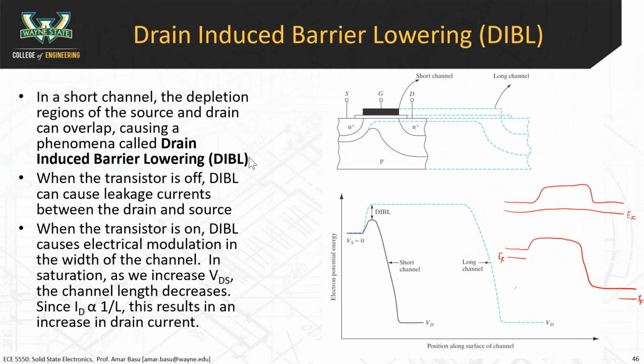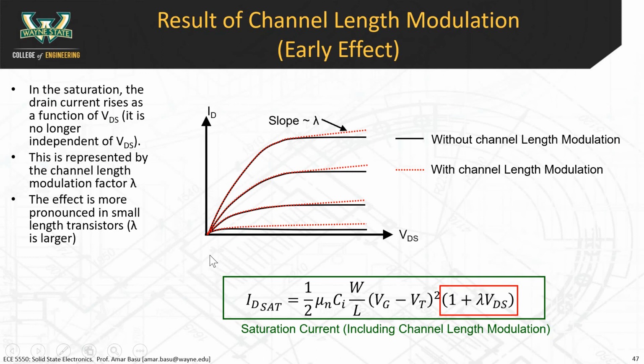Okay, so it talks a little bit about it here. As you increase VDS, the effective channel length decreases a little bit, and that causes an increase in the drain current. All right, and as a result of that, you have to account for that in your saturation equation.